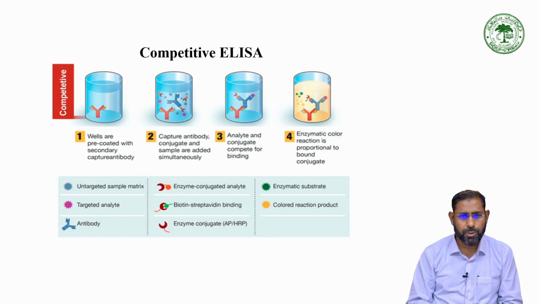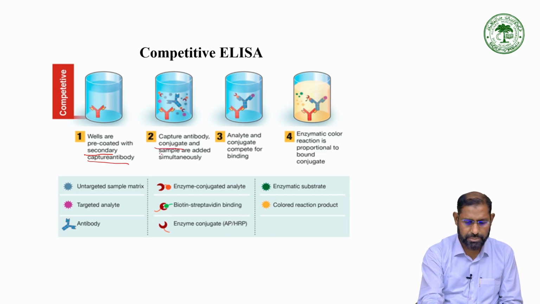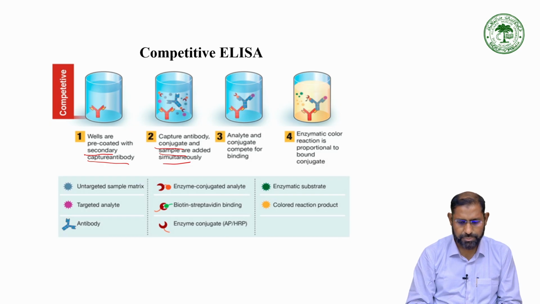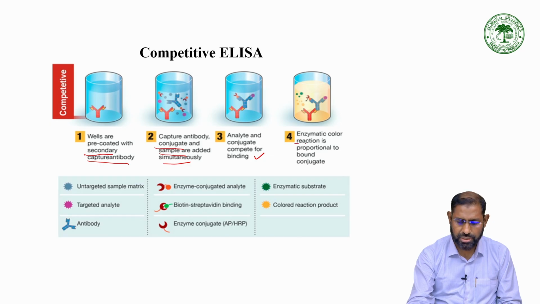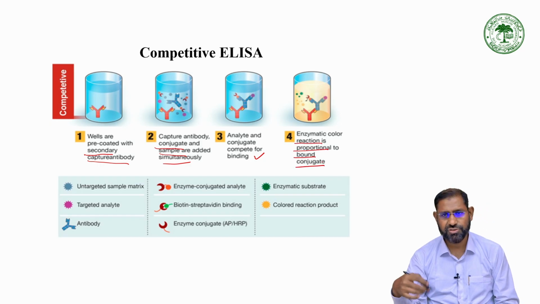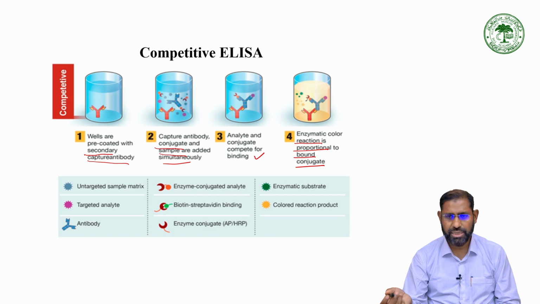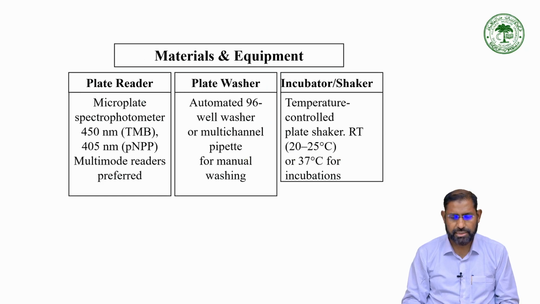Wells are pre-coated with secondary capture antibody. The conjugate and samples are added simultaneously, both together. Then the analyte and conjugate compete for binding. The enzymatic color reaction is proportional to the bound conjugate. That is, in the enzymatic reaction, the color of the product is proportional to the bound conjugate.